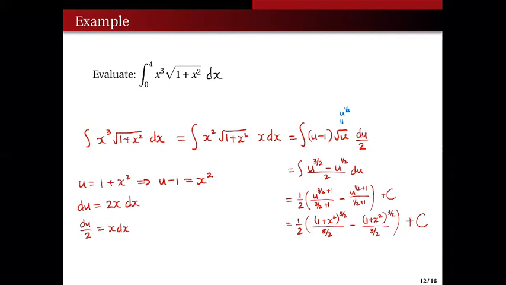Which means this is now equal to, we can distribute the 2 in here. From this to this, if you distribute that, the over 2 will disappear, will be cancelled. And so we will have 1 plus x squared raised to 5 halves over 5 minus 1 plus x squared raised to 3 halves over 3. This is the one that we evaluate from 0 to 4.